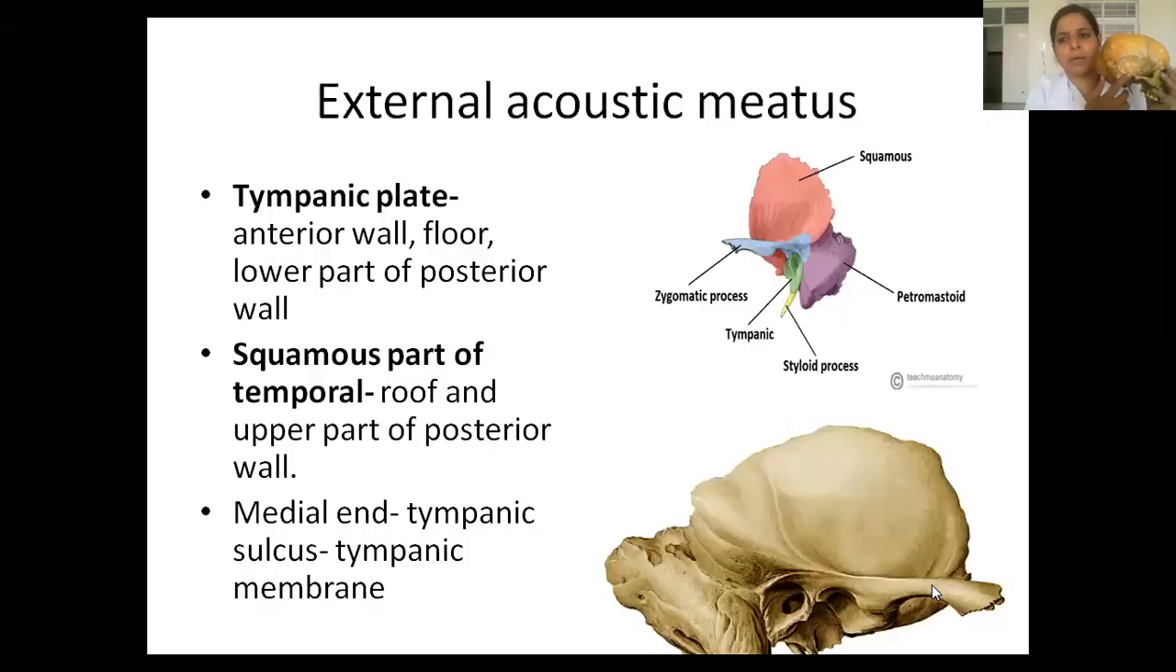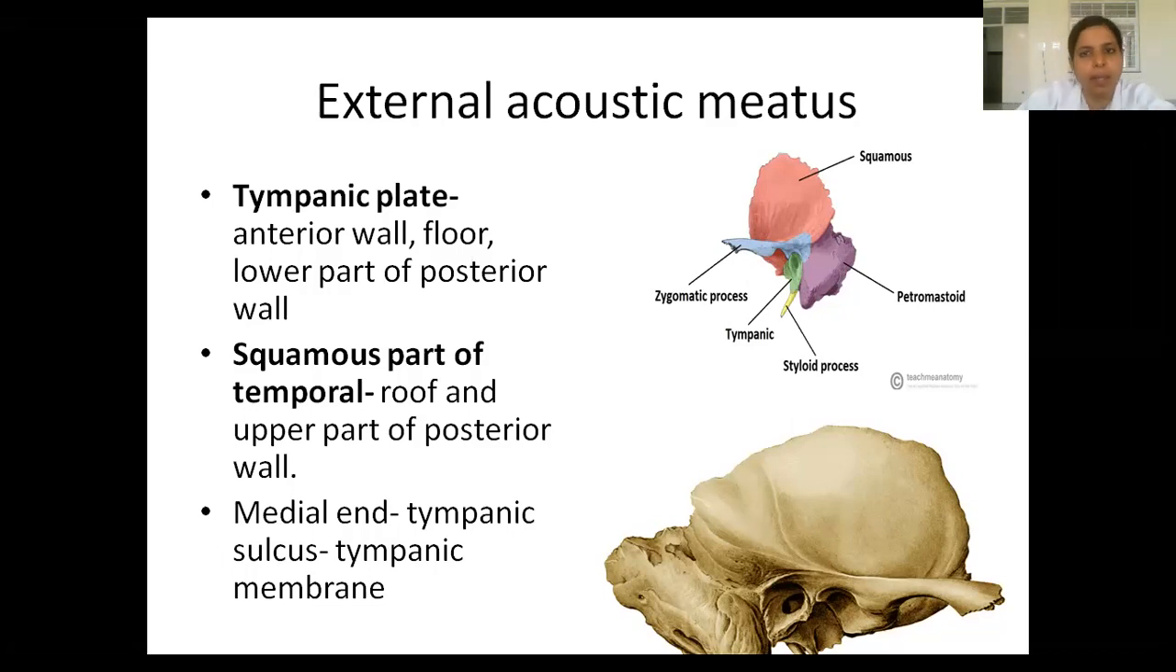Now let us try to understand. Now see here, the external acoustic meatus. Now it has an anterior wall. This is where I kept my finger anteriorly. That is the anterior wall, which is formed by the tympanic plate. Then the upper part is quite smooth. That is the squamous part of the temporal bone, which forms the roof and upper part and also the posterior wall of the external acoustic meatus. At the medial end of the external acoustic meatus, we will have the tympanic sulcus, where we have the tympanic membrane that we cannot see. Okay.